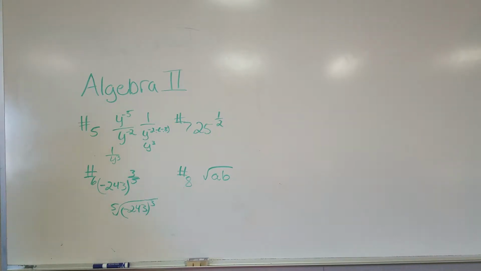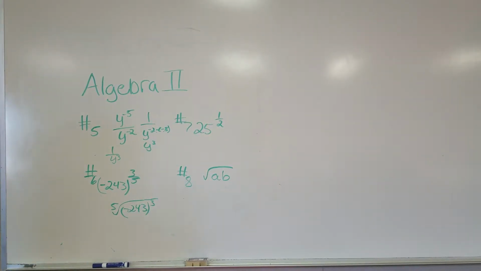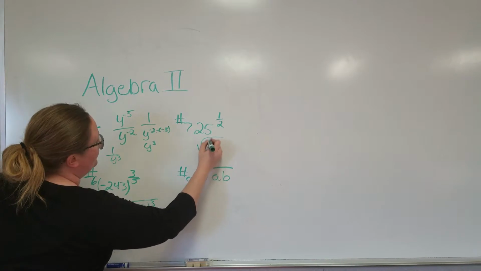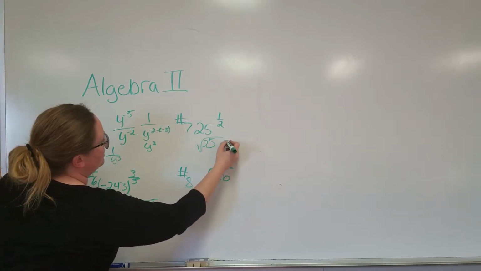All right, number 7, we're going to deal with a fractional exponent again. Remember, the fraction 1/2 is easiest. It just means the square root of, because it's the power of 1, the root of 2. So this just means the square root of 25, which equals 5.